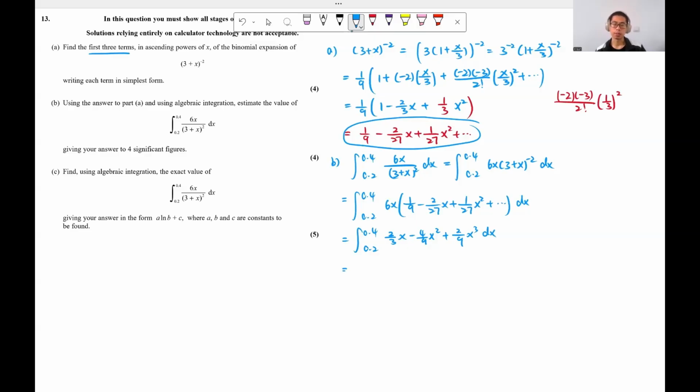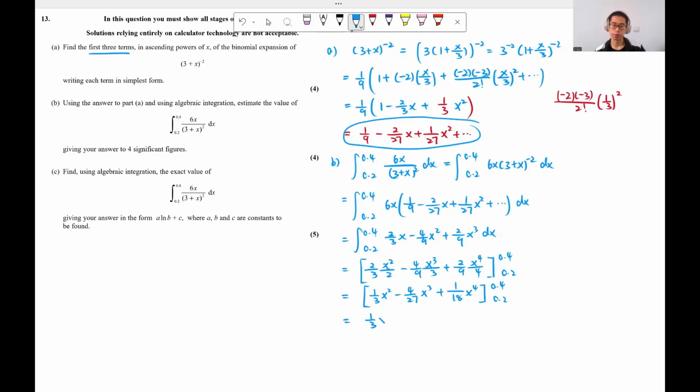And then integrate that. So 2/3 doesn't change, plus 1 to the power divided by the power. Negative 4/9 doesn't change, plus 1 to the power divided by the power. And then 2/9 doesn't change, plus 1 to the power divided by the power. And then the limits will be 0.2 to 0.4. Then simplify this again. So that would be 1/3 x squared minus 4/27 x cubed, and then plus 2/36, which we can simplify into 1/18 x to the power 4, with limits 0.2 to 0.4. So now substitute everything in.